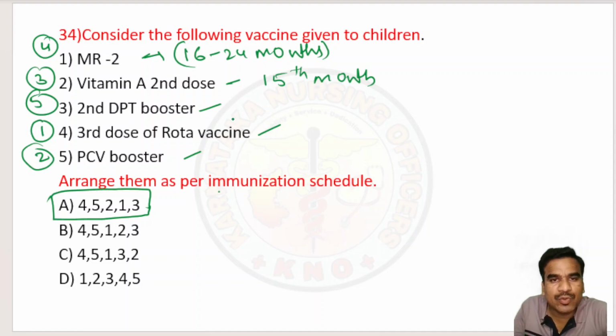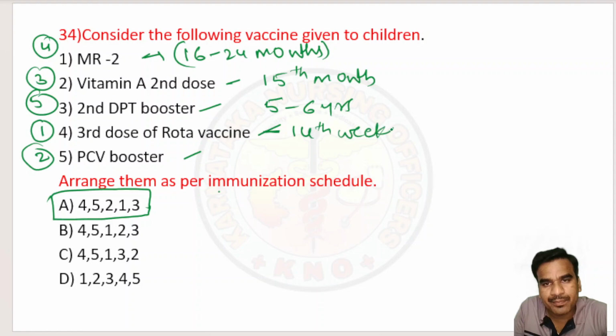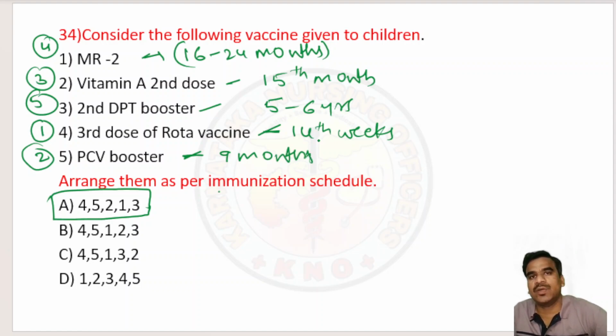Okay, and the DPT booster is given at 5 to 6 years of age. And the third rotavirus vaccine is given at 14 weeks. Okay, and the PCV booster, that is the pneumococcal conjugate vaccine, is given in the ninth month of age, 9 months. Okay, so based on the age group we are assessing.